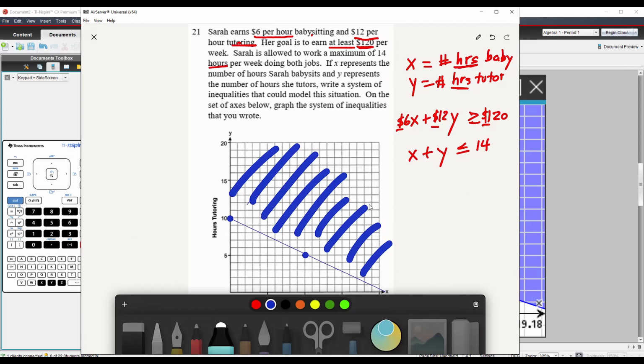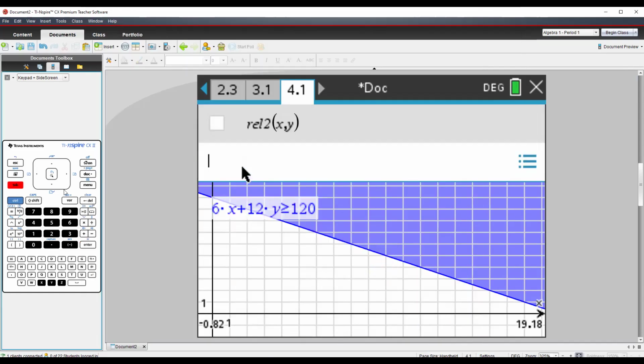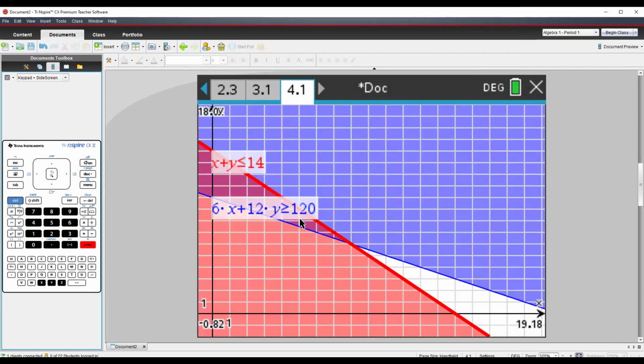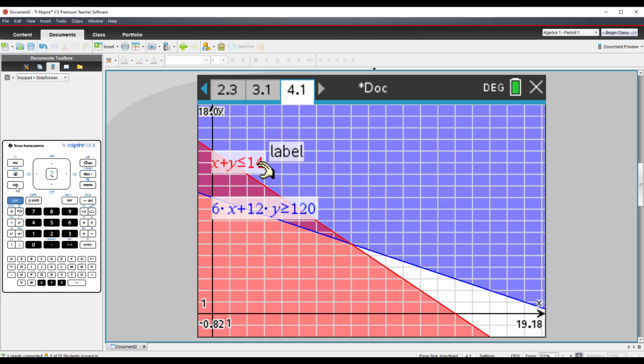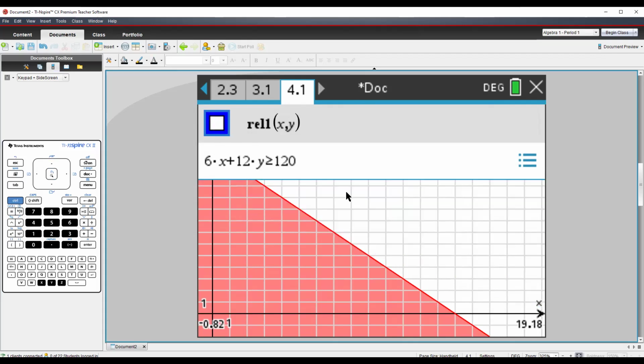Now, I'm going to do the second one. I'm going to change the color, and I'm going to enter that one. So I'm going to go here, press tab, and then I'm going to enter my second one, which was x, the number of hours babysitting plus the number of hours tutoring has to be less than or equal to 14. Put that here, press enter, and then there's my second one. So now I am going to get rid of the first one. I'm just going to click on that so I can just focus on the red.